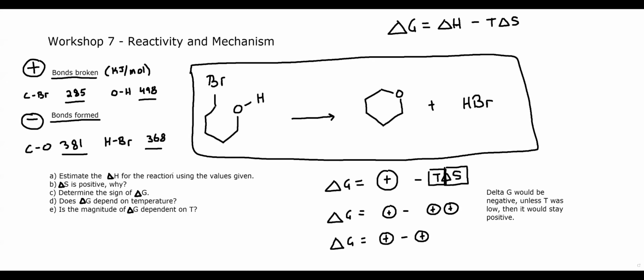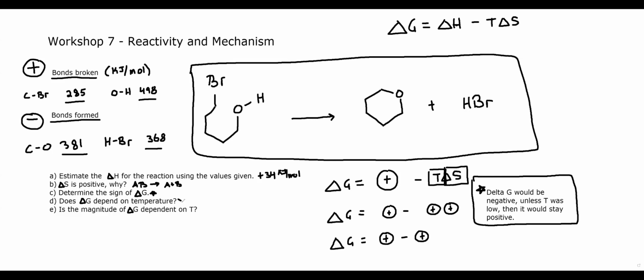Okay, so let's quickly go through all these answers. So delta H, we said, was plus 34 kilojoules per mole. Delta S is positive. Why? Because we're breaking apart. AB is being broken apart into A plus B, breaking apart into two different things. Determine the sign of delta G. We said right over here, I'll put a little star, here's our answer for part C. Delta G would be negative. Unless temperature was low, then it would stay positive.